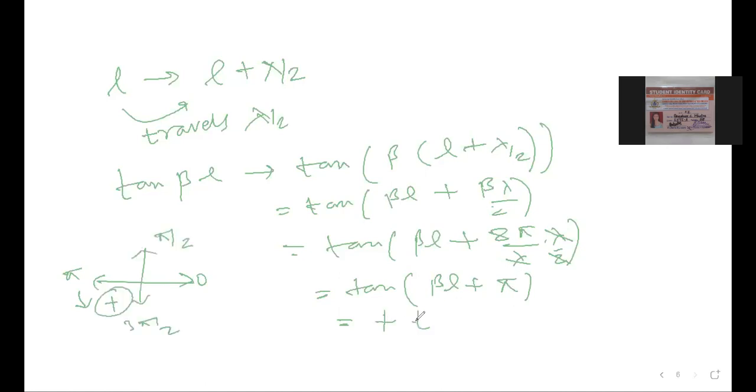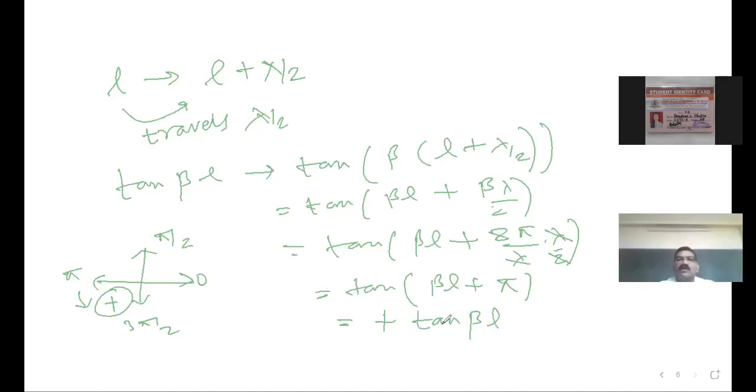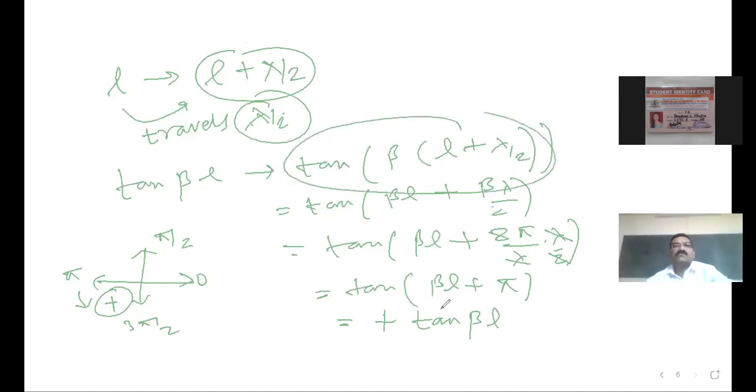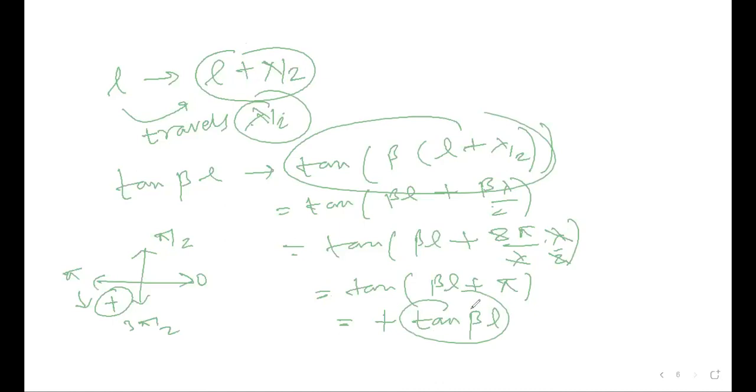And when it is pi, it will be same as tan of beta L. So that means if the wave travels lambda by 2, your tan beta L remains same, right? That means if I travel at every lambda by 2, the impedance remains same.